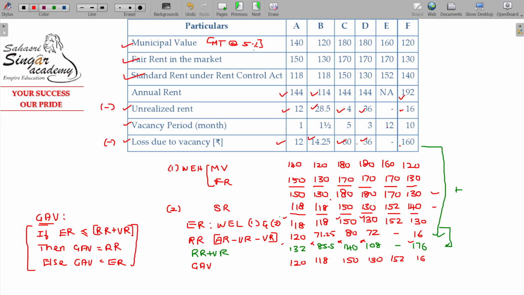And from there, any municipal tax paid should be deducted. Here, municipal tax is 5%. If the municipal tax is said to be 5%, that 5% is always calculated on the municipal value. Municipal value 140 at 5% is 7 rupees, and 6 rupees, again 9 rupees, 9 rupees, 8 and 6. If I subtract the municipal tax paid, then I will get the NAV. Here the NAV is 130, 112, 141, 121, 144 and 10. Clear?